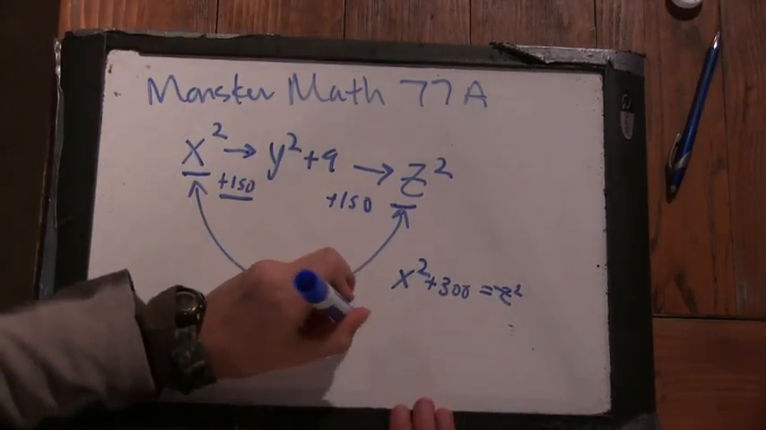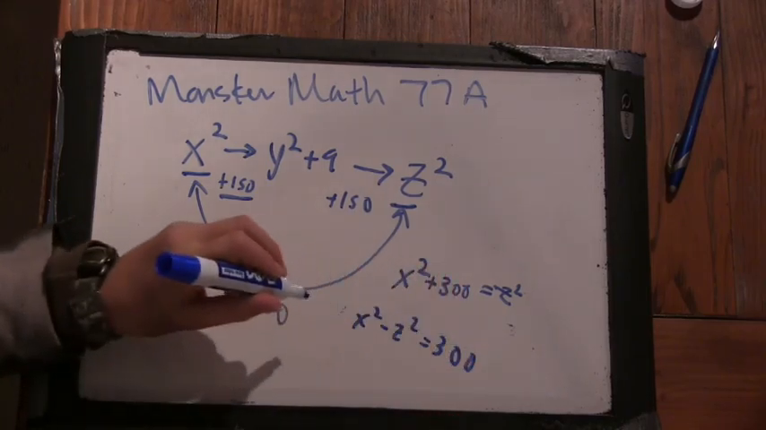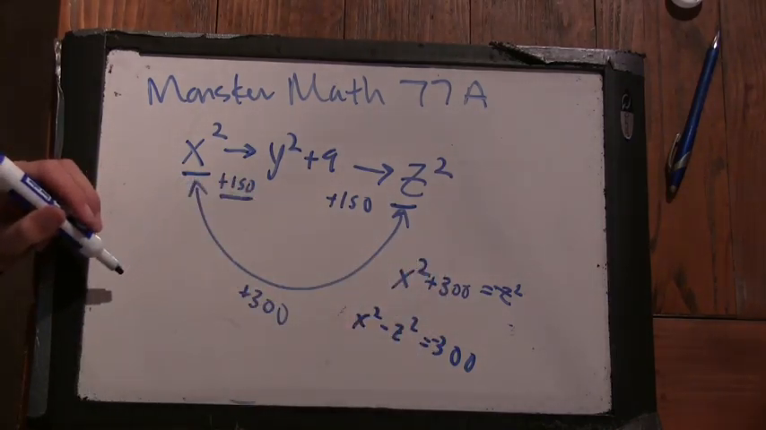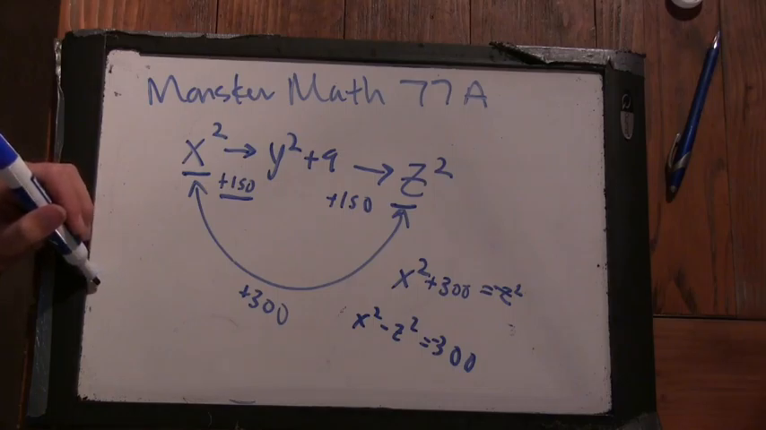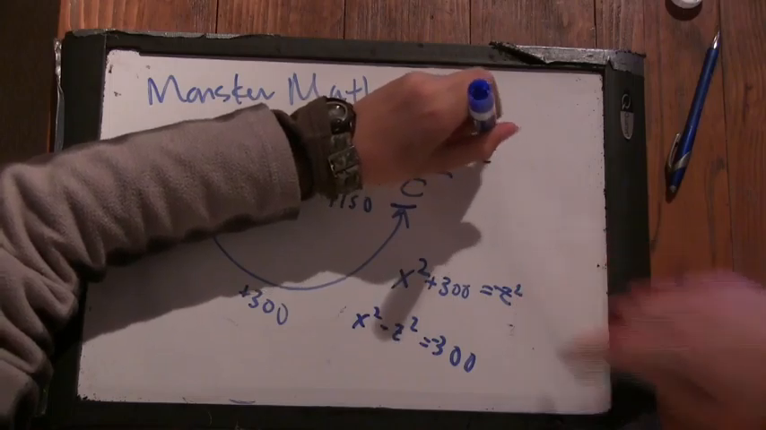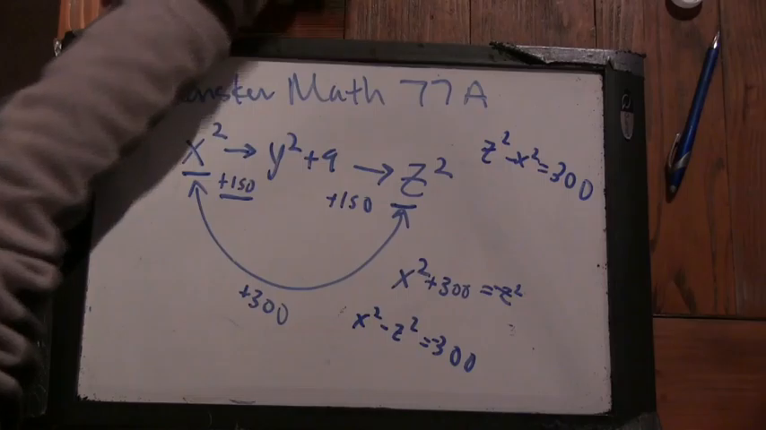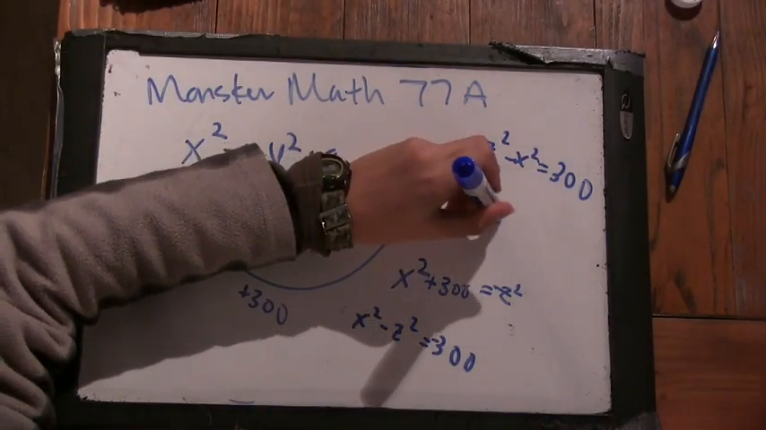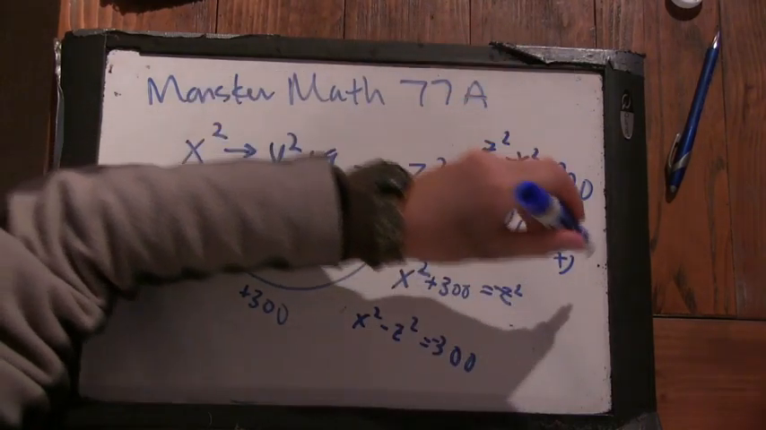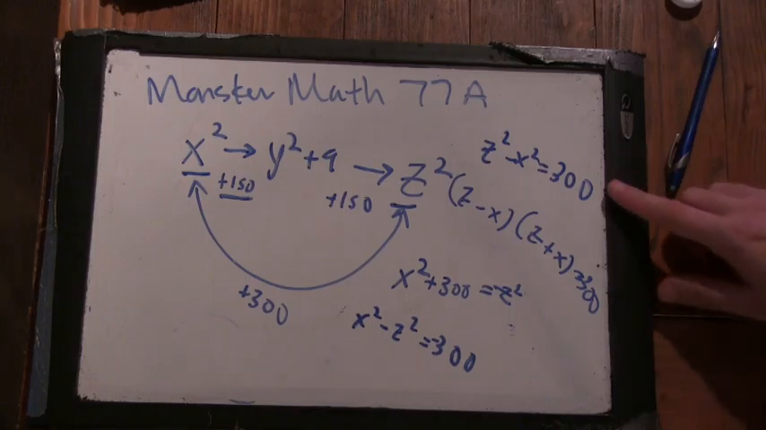You could use difference of squares. X squared minus z squared is negative 300. So what's a better equation? How about z squared minus x squared? Z squared is bigger. Z squared minus x squared is 300. So you have z minus x times z plus x is 300. Great, so now we have found a way to do this with 300.